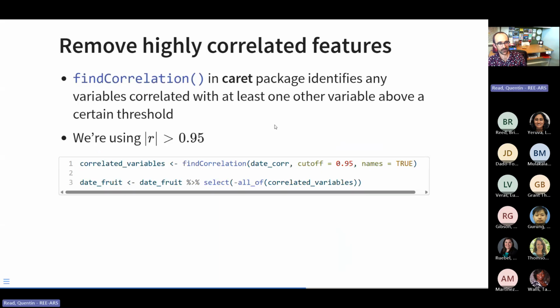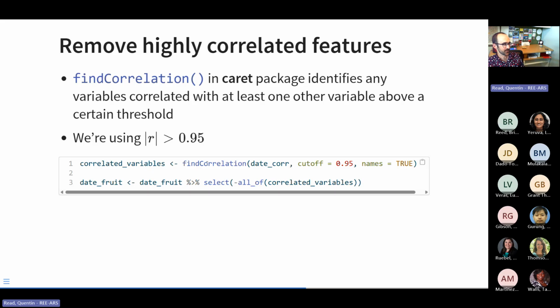Now, there's a convenient function in the caret package, as I told you, this sort of overarching machine learning package, called findCorrelation, which will identify any variables that are correlated with at least one other variable in the data set above some threshold. Now, I've used 0.95 as the cutoff. You could use a more or less strict cutoff depending on what gives you the best performance. But if two variables are 95% or more correlated, then they're almost on a perfect line at that point, and one is good enough as both.